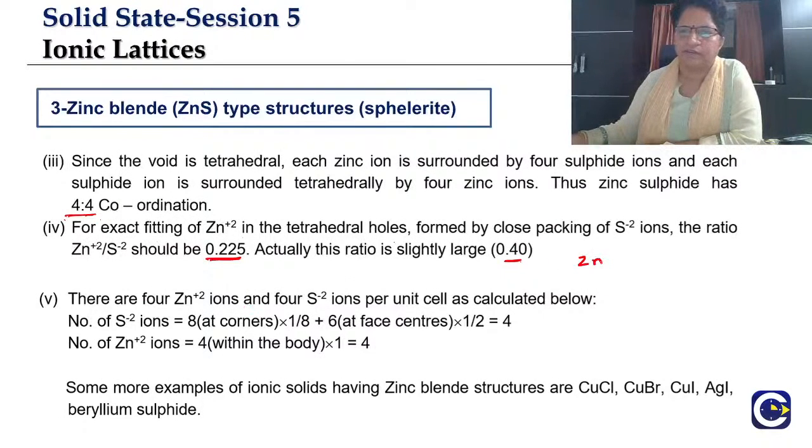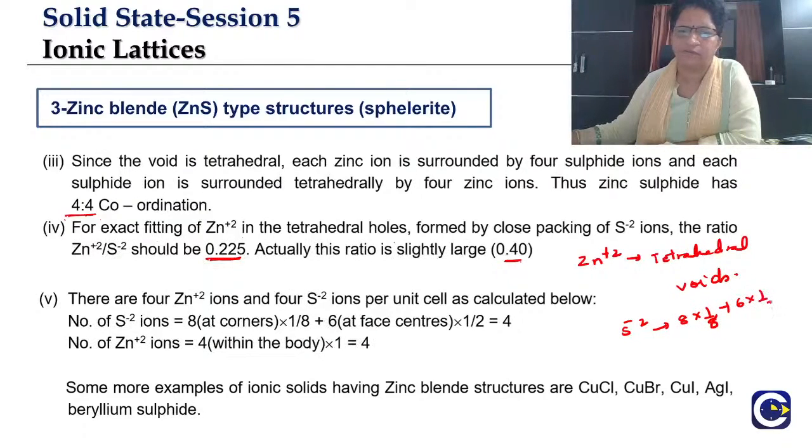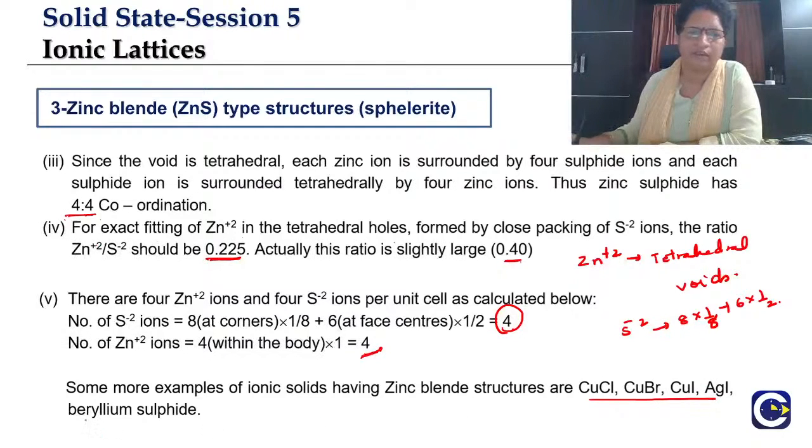Zinc ions are present at tetrahedral voids, while sulfide ions are present at corners 8 into 1 by 8 plus present at faces 6 into half. So total is 4. Out of the 8 tetrahedral voids, it's only occupying half, so it's 4 tetrahedral voids. Other examples with the zinc blende structure are CuCl, CuBr, CuI, AgI, and beryllium sulfide, BeS.